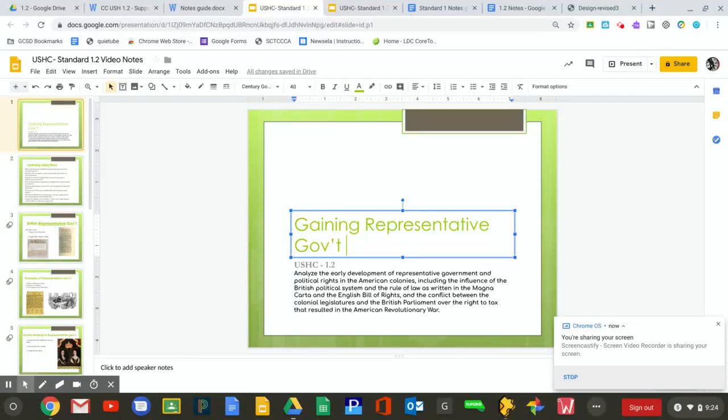Okay, guys, today we're going to be looking at how the United States goes about gaining representative government. We've touched on a couple of these things in the previous lessons, but we're going to go into a little more detail and talk about representative government and how it gets its start in colonial America. So, with that being said, let's dive right into this.